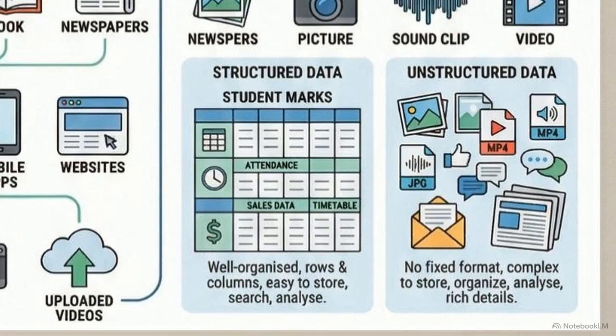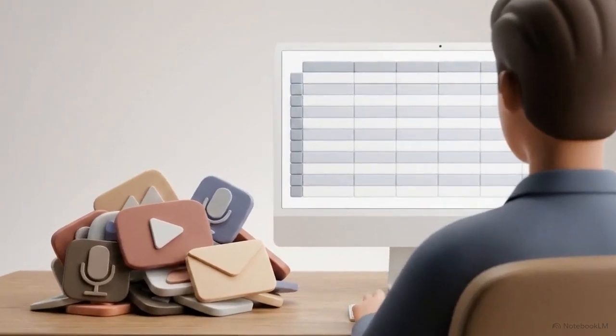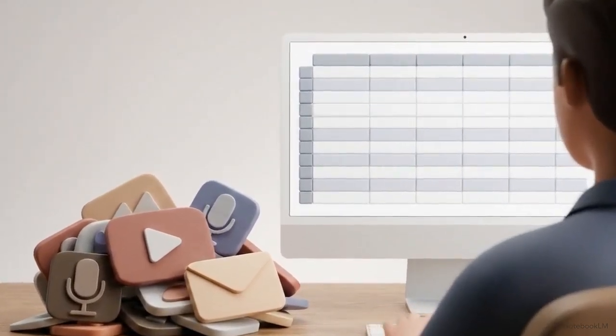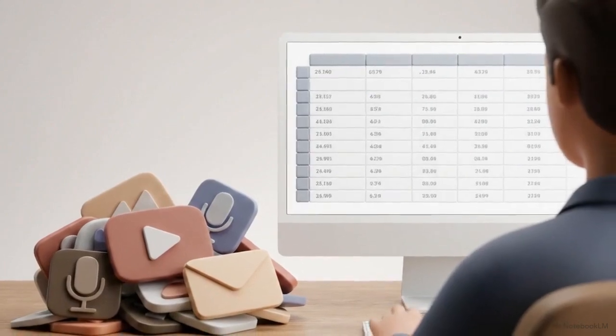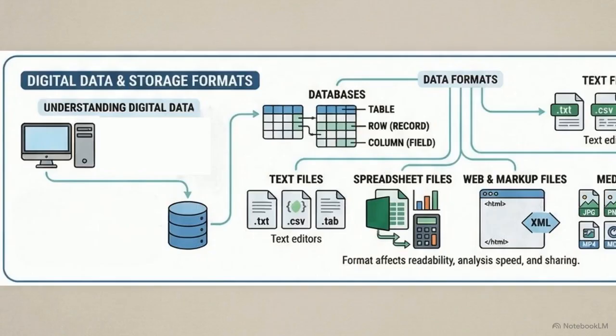On the right, unstructured data includes complex formats like videos, audio recordings, and social media posts lacking a fixed format. By contrast, structured data is highly organized, fitting neatly into searchable rows and columns, like a table of student marks. Because computers cannot easily compute messy, unstructured files, we must find ways to translate and organize that information into structured formats before using it. To make digital data useful, it must be stored in specific file formats, affecting how quickly computers read and share it.